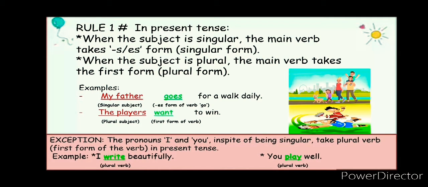Here, my learner should make note of the exception rule which says the pronouns I and you, in spite of being singular, take plural verb, that is first form of the verb in present tense. For example, I write beautifully, you play well. Here, the pronouns I and you have taken plural form of the verbs write and play respectively.